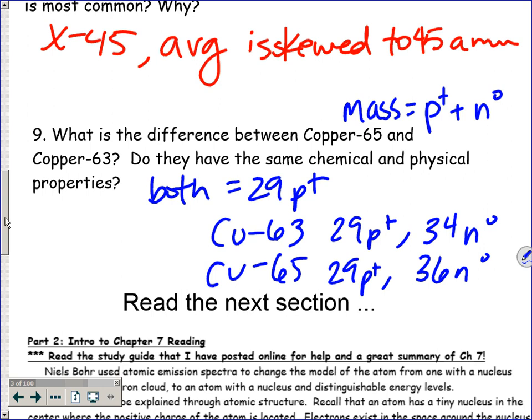Do they have the same chemical and physical properties? Yes, they are all copper. One of them might be more stable than the other, meaning maybe it's more radioactive than the other, which has a little bit to do with its chemical property because that means it's a little bit more reactive in terms of its nucleus breaking down.